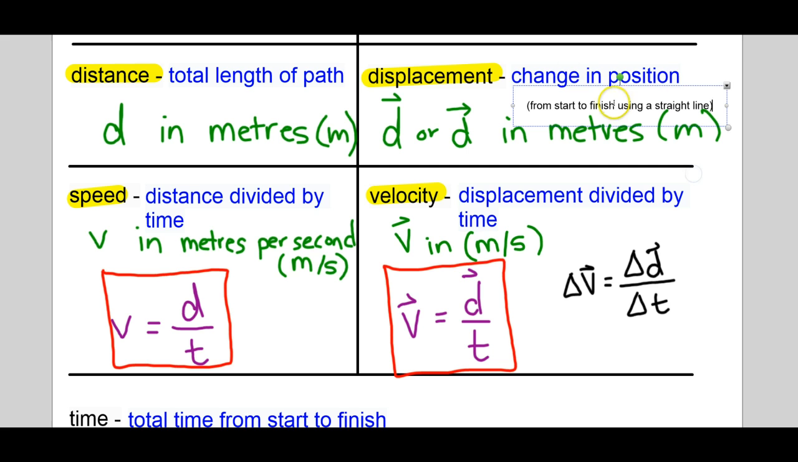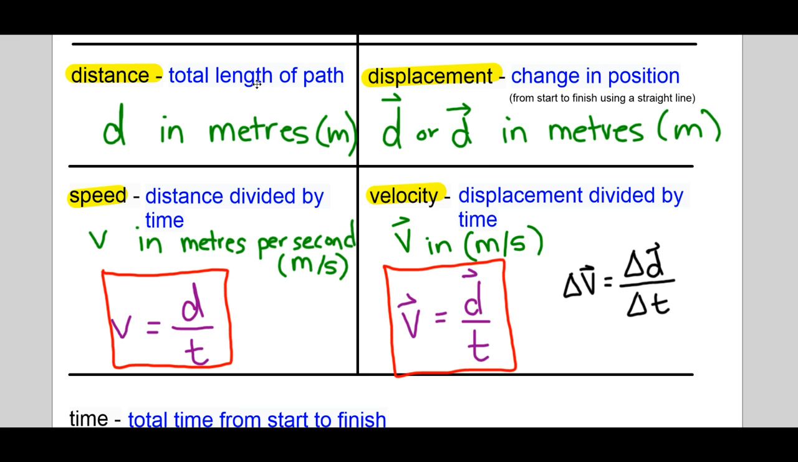When we talk about the change in position, we can have multiple movements. When we talk about displacement, all we really care about is where you started in relation to where you finished, using a straight line. Whereas distance is the total length of the path traveled.